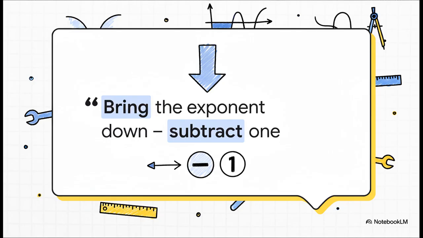And if you're worried you might forget those steps, here's the only phrase you need to remember. Just burn this into your brain: bring the exponent down, subtract 1. That is the power rule in a nutshell.